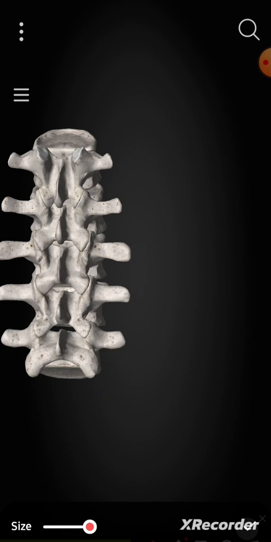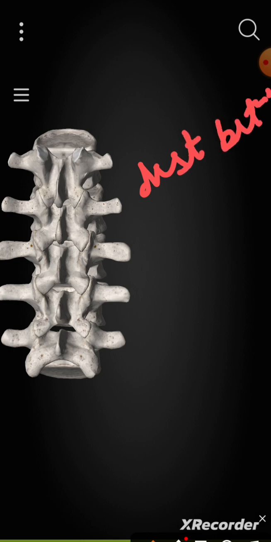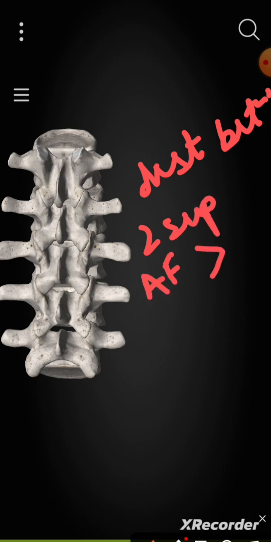Okay, next. The distance between two superior articular facets is more than the distance between two inferior articular facets. The distance between two superior articular facets is greater than the distance between two inferior articular facets.